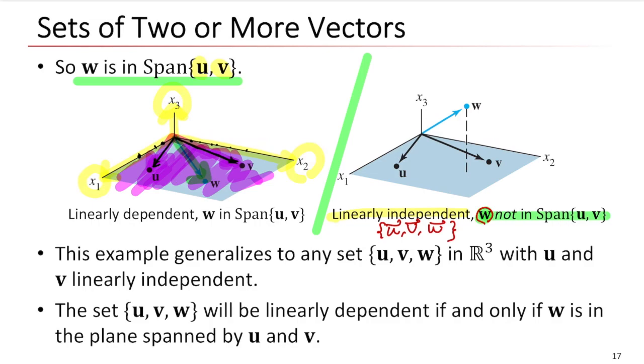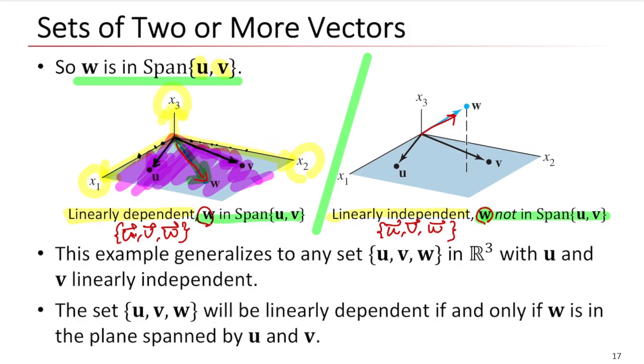In this case, the vector W looks like that. It is not in the span of the vectors U and V, right? But if W is in the span of U, V, then U, V, W are linearly dependent, right? In other words, the vector W is in the span of U, V. Okay?